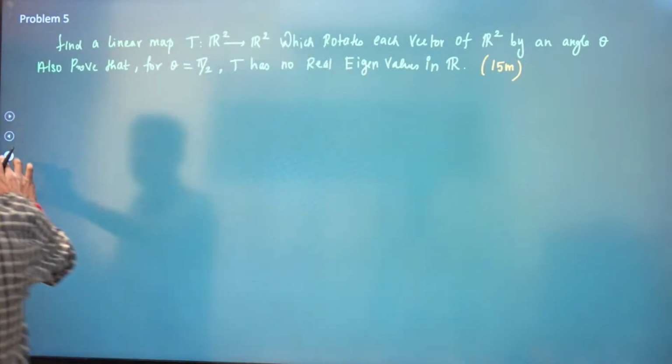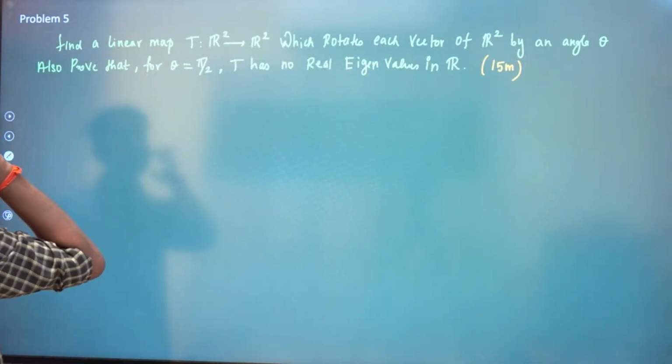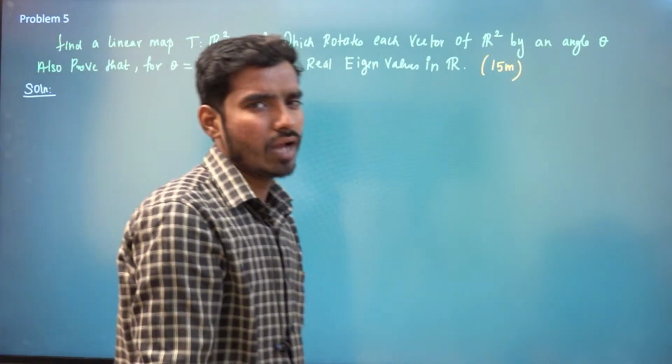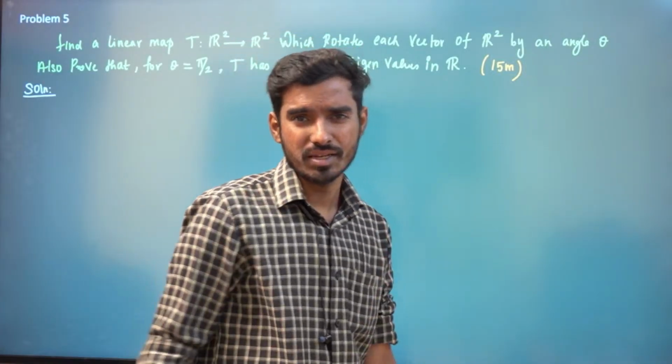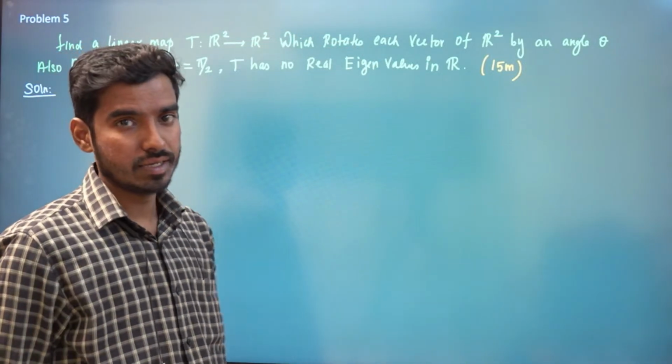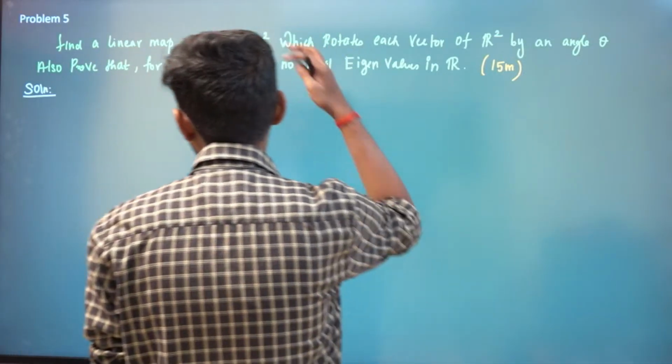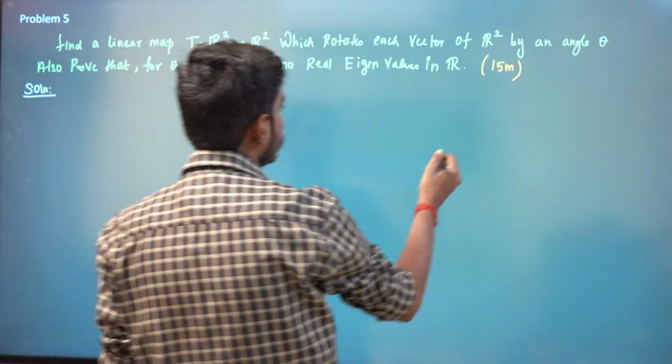Okay. So find a linear map T that rotates each vector of R2 by an angle theta. In 12th standard complex numbers, we have studied the rotation theorem, and I recall the rotation theorem in complex numbers. That's the idea for this. Find a linear map T.